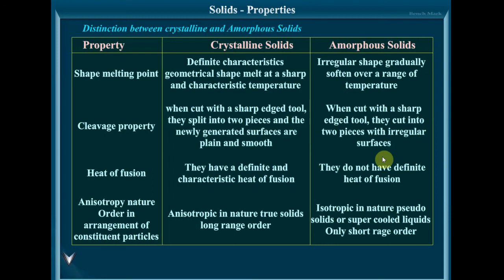Anisotropy and order in the arrangement of constituent particles are mentioned here. Crystalline solids are anisotropic in nature and they have a long range order. While amorphous solids are isotropic in nature. They are called pseudosolids or supercooled liquids, and they have a short range order. It is range. They have a short range order.